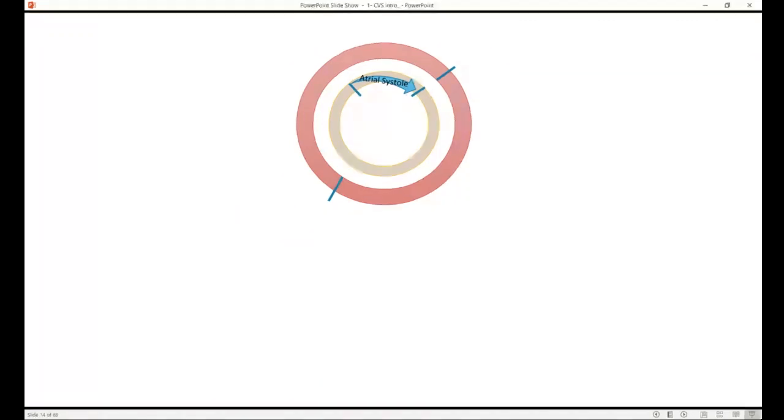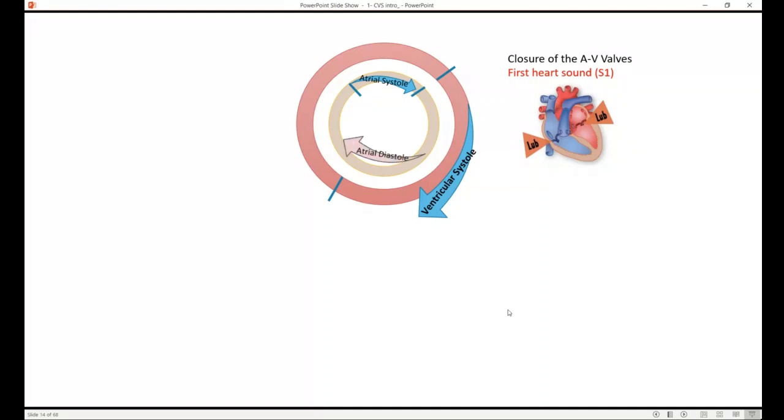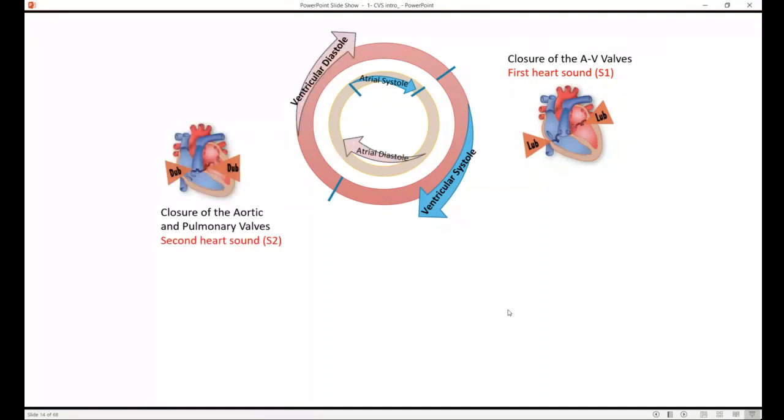So let's go back. The atria will contract, which is atrial systole. Then you will have ventricular systole, atrial diastole, and then ventricular diastole. Now, when the valves close, there will be a sudden turbulence because the blood will stop. This causes generation of sounds that we hear. When you put a stethoscope on the heart, you hear these sounds, lub dub, lub dub. The first heart sound and second heart sound are because of closure of valves. The first heart sound is generated when the atrioventricular valves close. The second heart sound is generated when the aortic and pulmonary valves close.